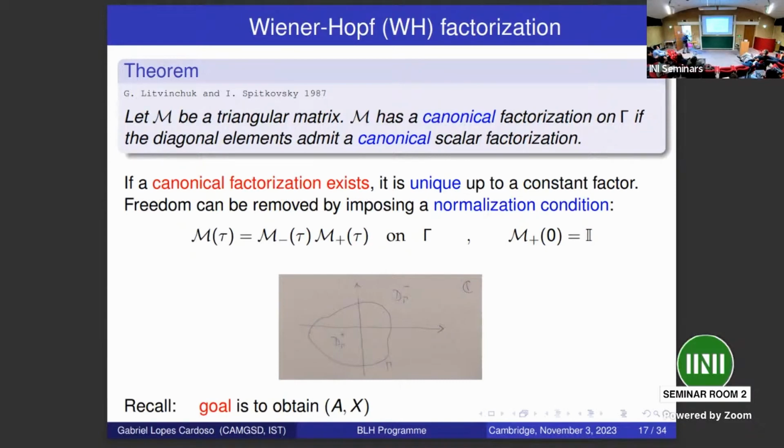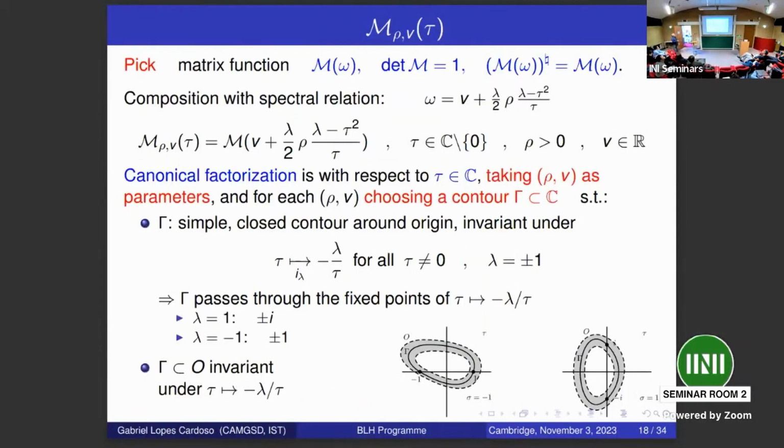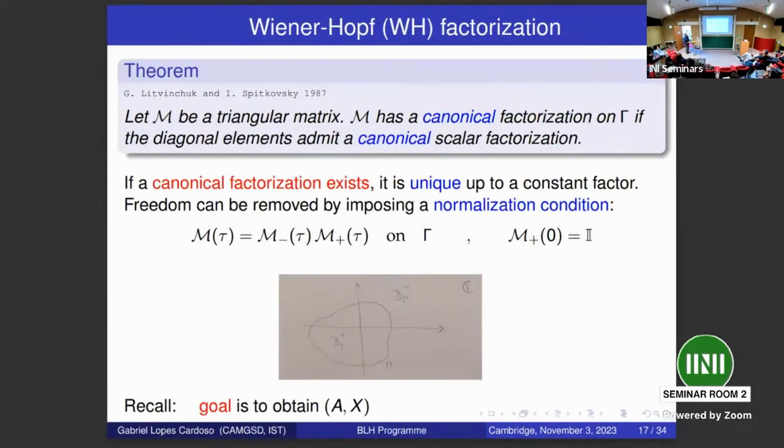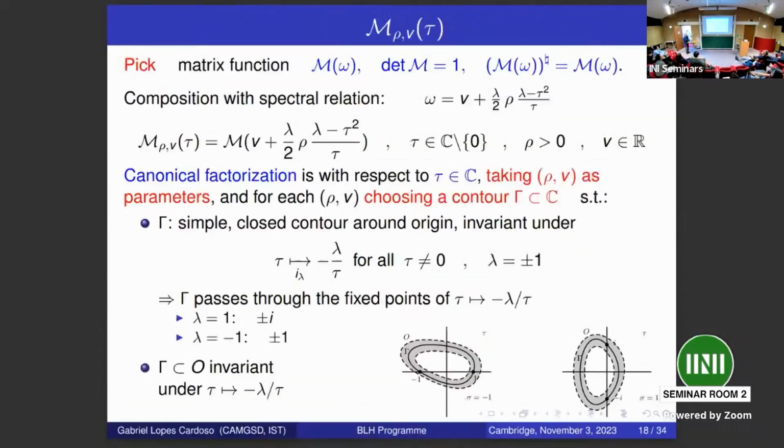Now remember, the goal was to obtain a pair, an A that solves the equation of motion and an X that solves the associated linear system. So how is that related to what I just told you here? Coming back also to your question. So what is the relation? You have to pick a starting point, which means that you have to choose a matrix curly M on the contour gamma. How are you going to do that?